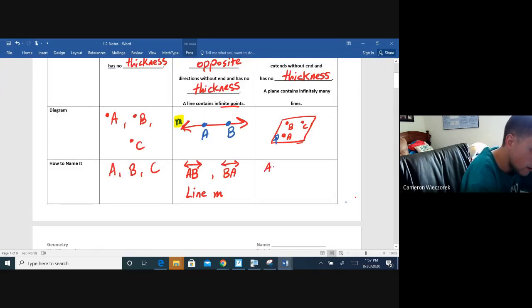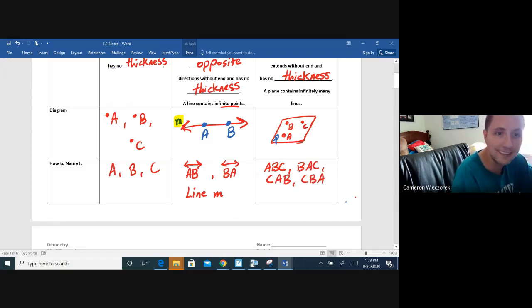So I could name that plane ABC. Those 3 points are on the plane. Could call it BAC, CAB, CBA. You just have to make sure that the 3 points do not lie on the same line. So 3 points, not all on the same line.